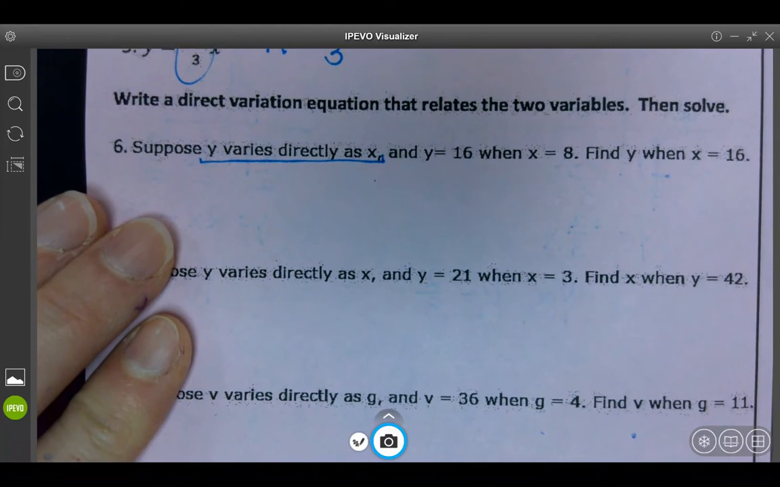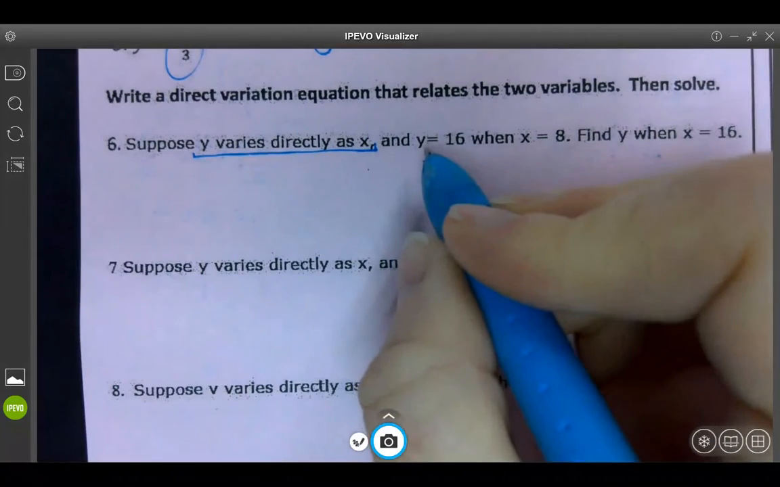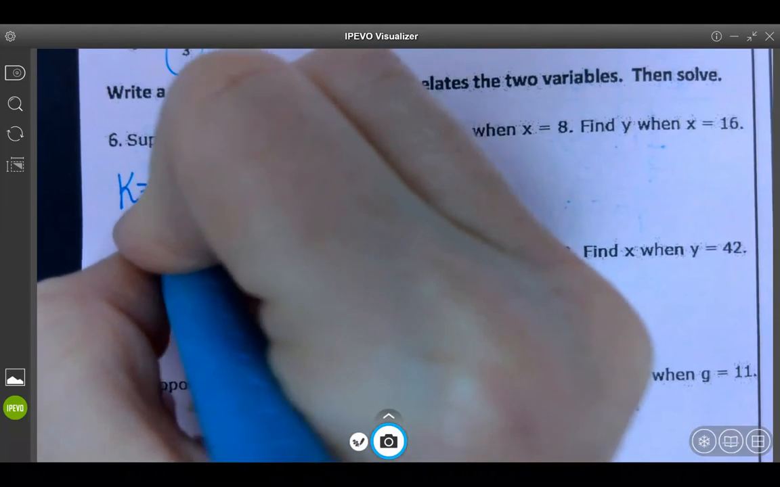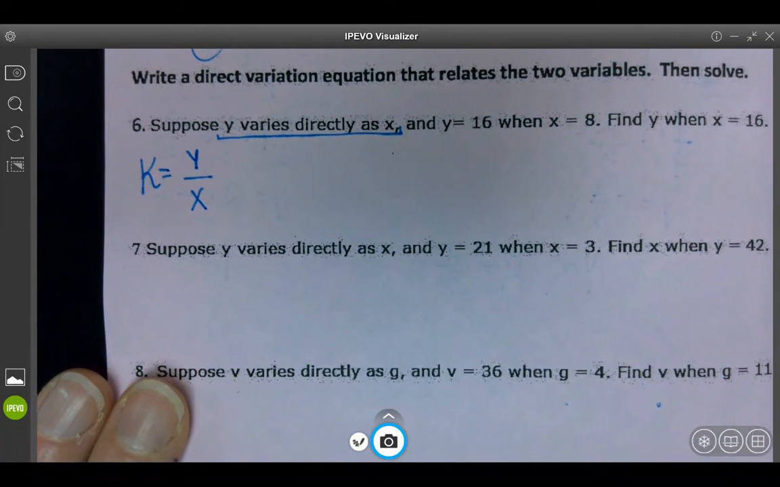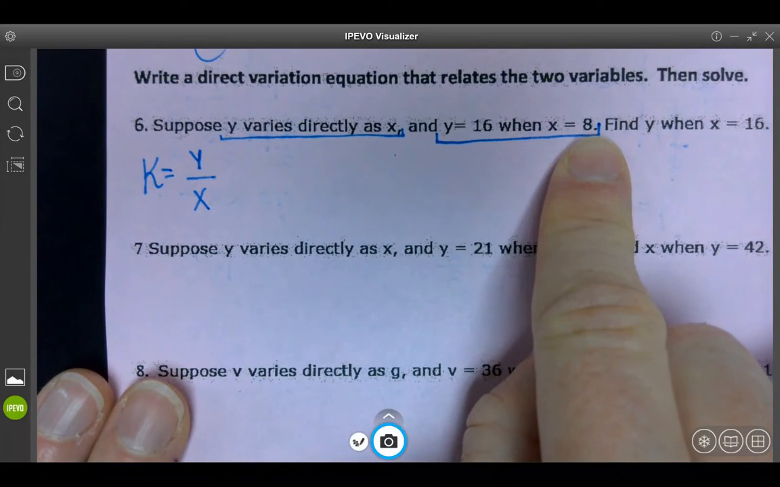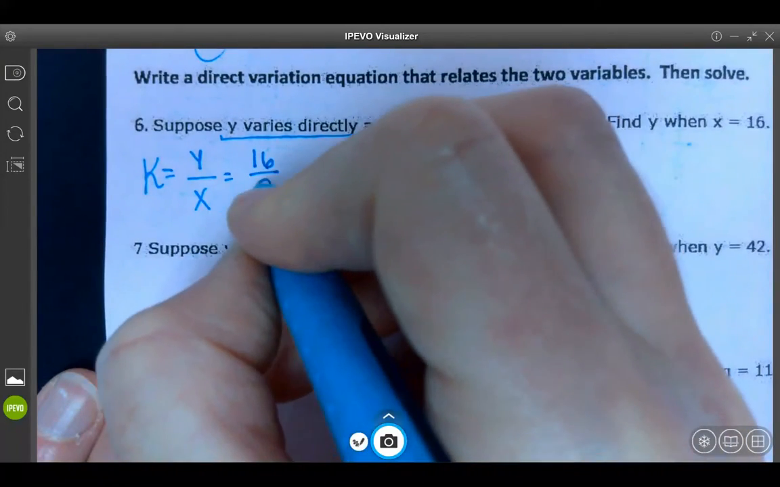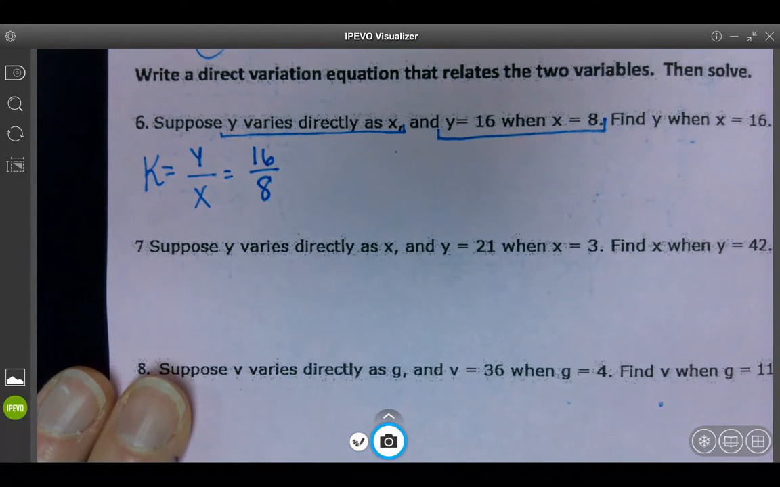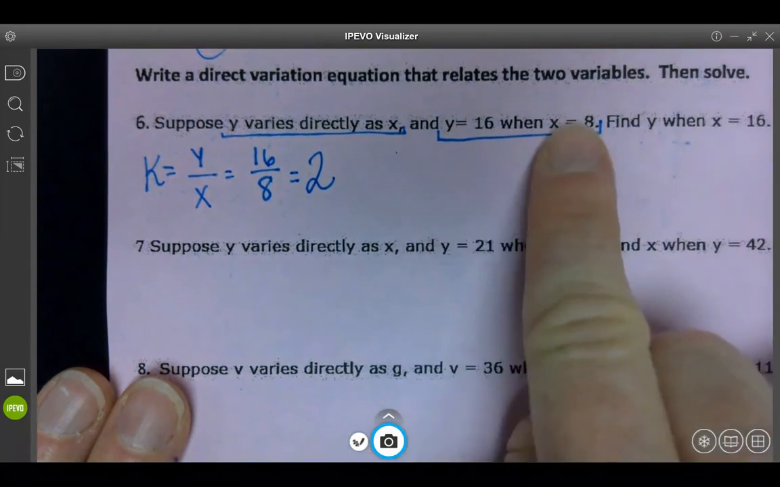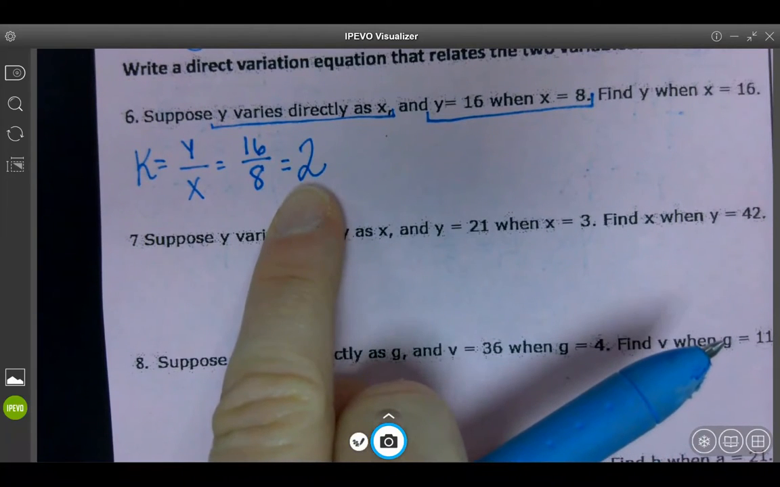So anytime you have a direct variation, you can set up a proportion. Don't remember setting up proportions? You just have to make sure that you set it up in the same order. What I like to do is k is y over x. And then you can do your proportion y over x. So using what they've given us, look for y and x. I just want to find what my k is first. That would be 16 over 8. So k is 2. Y is 2 times bigger than x. Look at that. Y is 16, x is 8. Y is 2 times bigger. And that's where that 2 shows up.